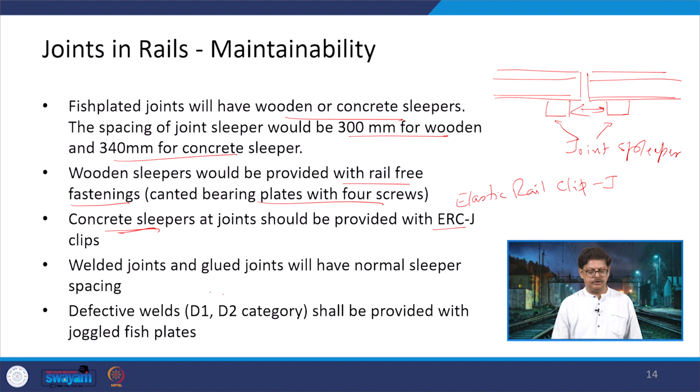Now, at the welded joint and glued joint, this can have the normal sleeper spacing, because now this is a continuous track, there is no such joint available now. And in the case of defective welds, these defective welds are defined by their categories. So, here we are talking about defective weld category 1, defective weld category 2. These shall be provided with the joggled fish plates. When we take up the fish plates, we will come to know what this joggled fish plate is. This is a bit different from the fish plates which you are using as a standard medium of connecting the two rails, or the third one can be a combination fish plate.